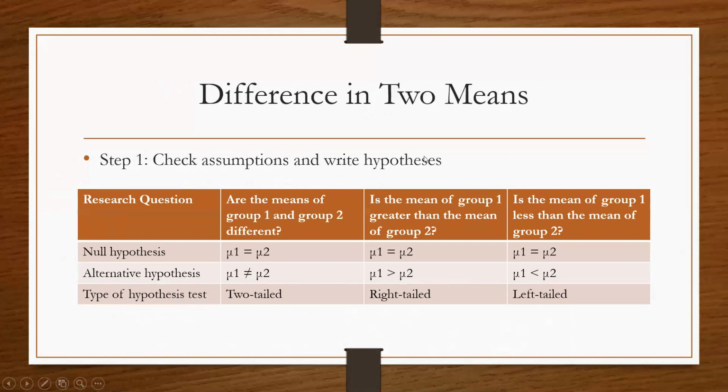So here's the table for writing out the hypotheses. Basically, are the means different? I wrote it out a little bit differently. Instead of having mu1 minus mu2 equals 0, it's just mu1 does not equal mu2, which results in a two-tailed test. If mu1 is greater than mu2, it's right-tailed. If the mean of group 1 is less than the mean of group 2, mu1 is less than mu2, it's left-tailed.